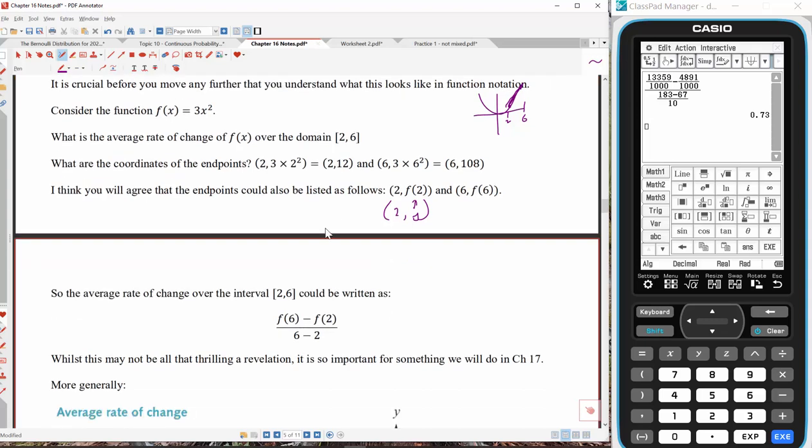So what we can do is use function notation to write that down. It's also something really handy to do, define the function. So define f of x equals 3x squared, and then you can quickly run the gradient formula. This is something I do all the time for the 3-4 methods course. Just do f of 6, take away f of 2, all over 4, and we get our gradient between 2 and 6.